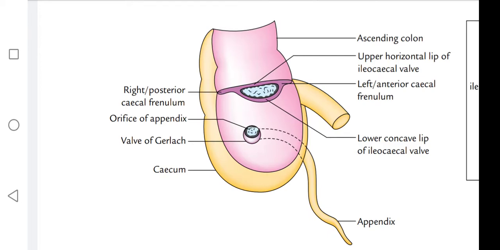In this video we are going to learn about the interior of the cecum. In the previous video we learned about the introduction, shape, types of cecum, dimensions and the relations of the cecum, both visceral and peritoneal. Coming to the topic, interior of the cecum.